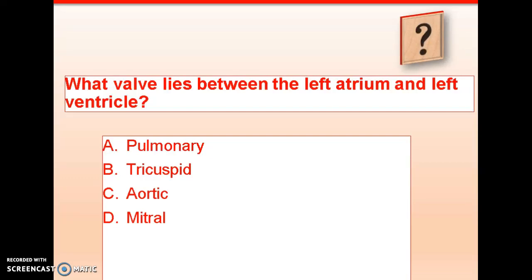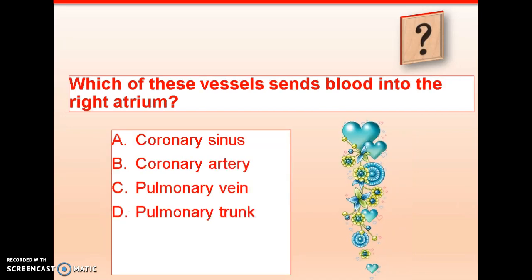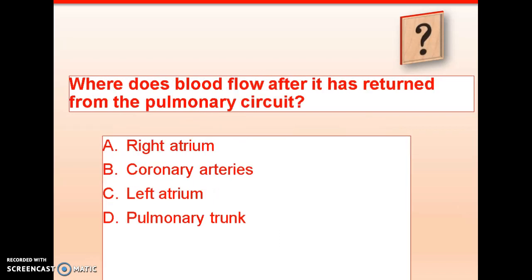What valve lies between the left atrium and the left ventricle? The mitral valve. Which of these vessels sends blood into the right atrium? Coronary sinus. Where does blood flow after it has returned from the pulmonary circuit? Left atrium.